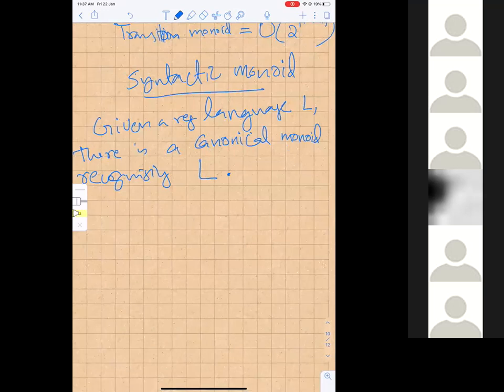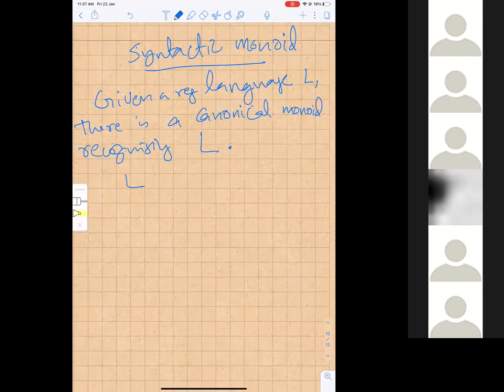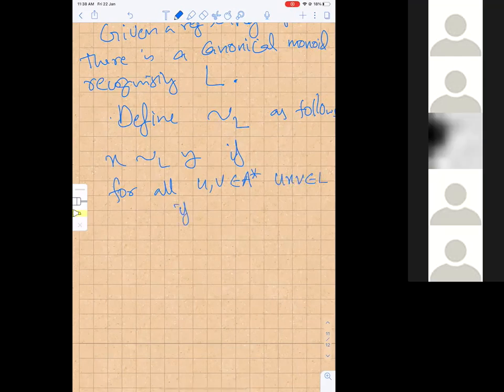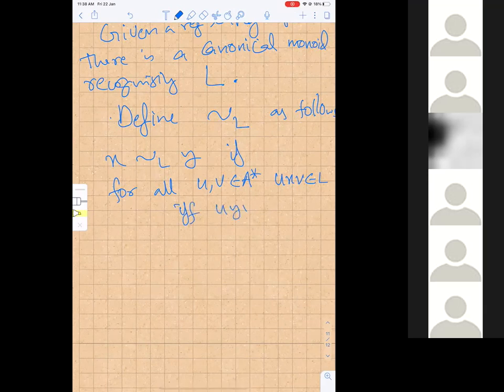Okay. So now our next objective is to compute the syntactic monoid, the smallest monoid recognizing L. The way we go ahead is by saying that if I have an L, I can define tilde L as follows. I'm going to define a congruence based on this language L. I'll say x is tilde L y if for all u, v in A star, uxv is in L if and only if uyv is in L.